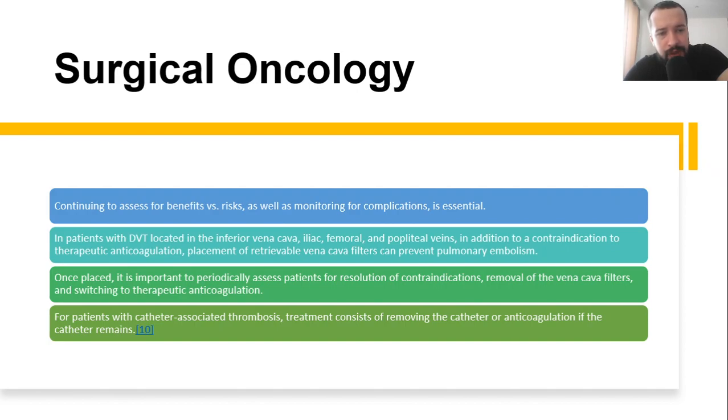In patients with DVT located in the inferior vena cava, iliac, femoral, and popliteal veins, in addition to a contraindication to therapeutic anticoagulation, placement of retrievable vena cava filters can prevent pulmonary embolism. Once placed, it is important to periodically assess patients for resolution of contraindications, removal of the vena cava filters, and switching to therapeutic anticoagulation. For patients with catheter-associated thrombosis, treatment consists of removing the catheter or anticoagulation if the catheter remains.